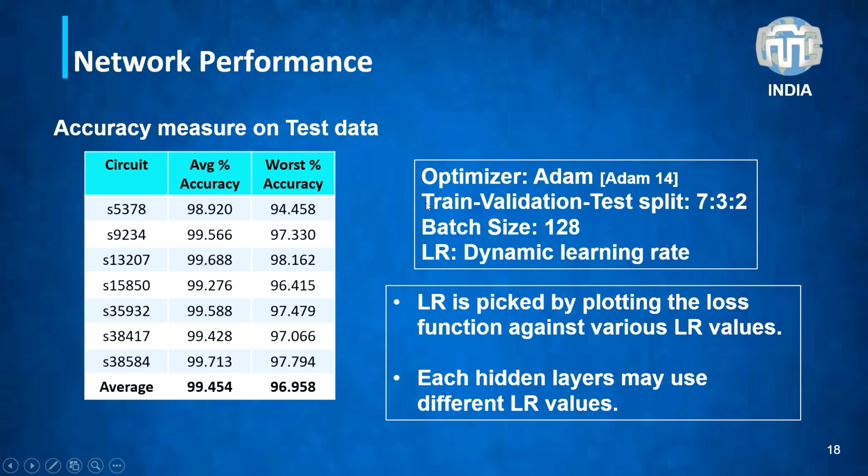And the parameters that we have used, as discussed here: the optimizer is Adam, the train validation test split is 7:3:2, the batch size is 128, and we have used a dynamic learning rate. The learning rate is picked by plotting the loss function against various learning rate values, and each hidden layer may use a different learning rate value.